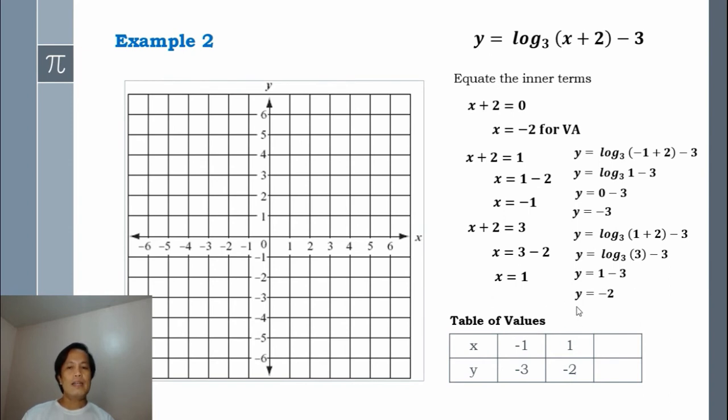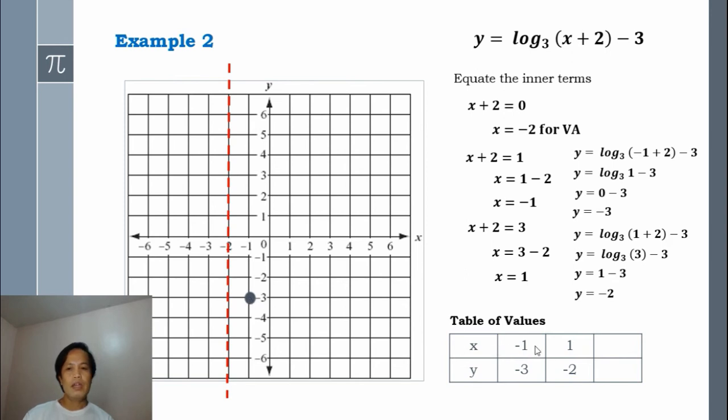Now let's plot the points. Plot first the vertical asymptote. So we have x equals negative 2. So this is our vertical asymptote, the red broken line here. Then plot the first point, negative 1 and negative 3. So this is our negative 1 and this is our negative 3. So this is our first point.